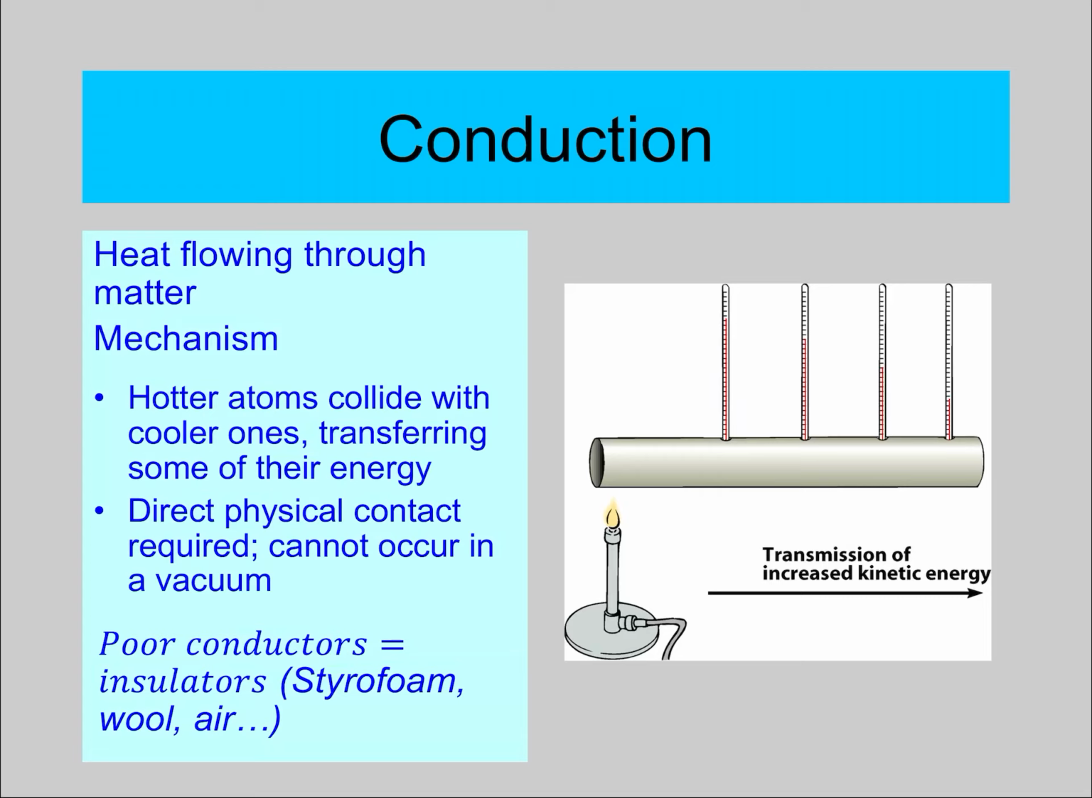And so if you look at this image here, we're heating up the metal pipe on one side, and there are little thermometers. And you can see that the thermometer that's the closest to the flame has the highest red line, meaning it's the warmest. And as you get further away from the flame, the temperature goes down. But if you were to heat it up enough, eventually all of the thermometers might continue to rise. But this illustrates the little atoms colliding with each other as they travel down the metal pipe.